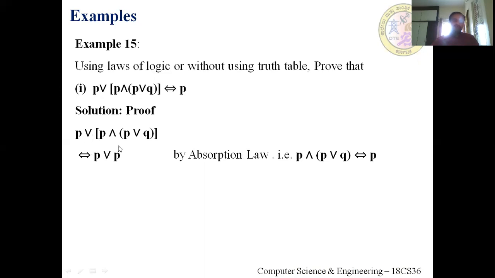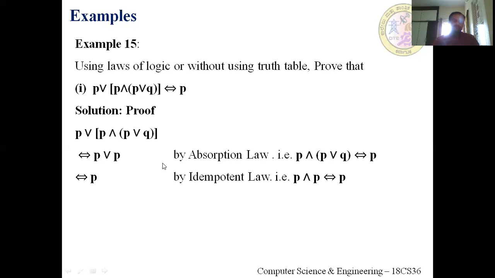That is, P or P. Instead of this entire compound proposition, I am going to replace it by P, because P and (P or Q) is logically equivalent to P. And we know that P or P is logically equivalent to P as per the idempotent law. Sorry, by mistake it has been printed as 'and', because it has to be 'or'. There are two idempotent laws. One is P and P is logically equivalent to P. Another one is P or P is logically equivalent to P.